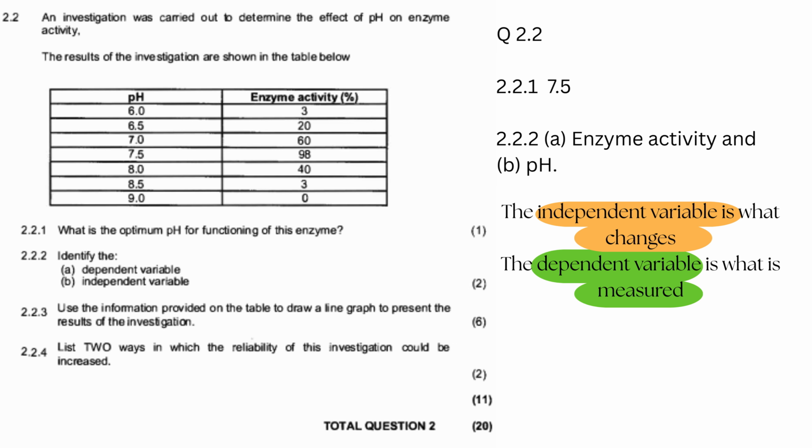A quick tip for the exam: in a table, the independent variable is almost always in the first column in most cases, okay? And how do you see this? You see that it changes, okay? And the dependent variable is what is mostly in the second column, what is being measured because of the changes.